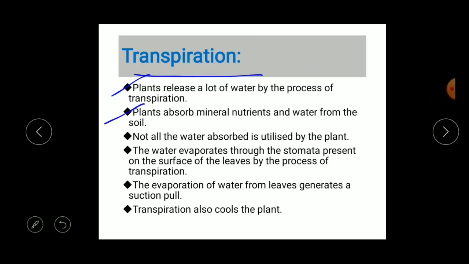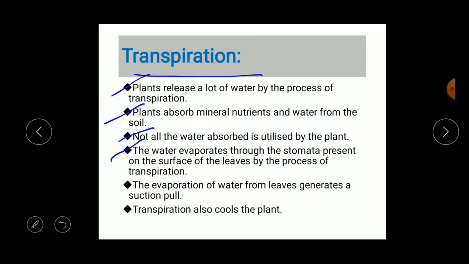The plants absorb mineral nutrients and water from the soil. Not all the water absorbed is utilized by the plant. As you know, the plants absorb the mineral nutrients and water from the soil through the roots. Not all of what is absorbed will be used by the plant. So the remaining water will be released, okay? That is called transpiration.